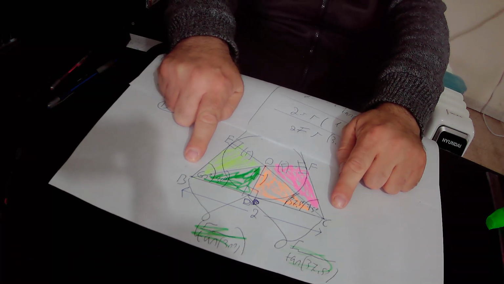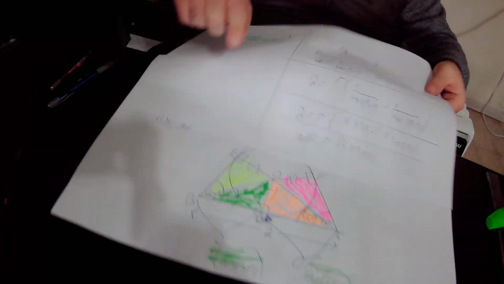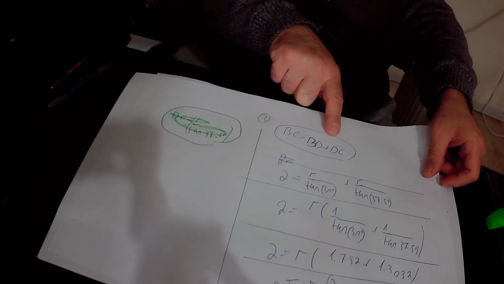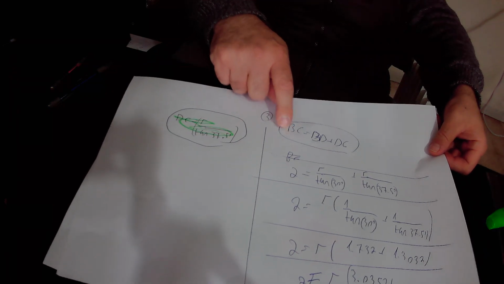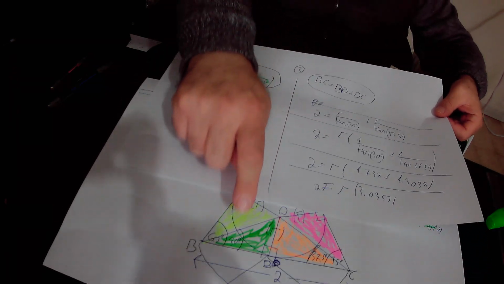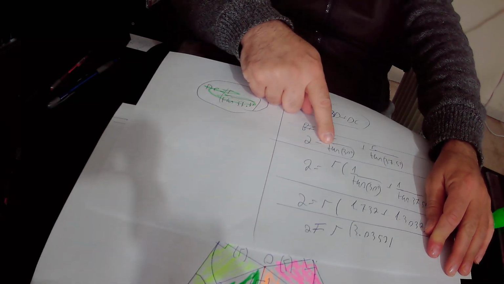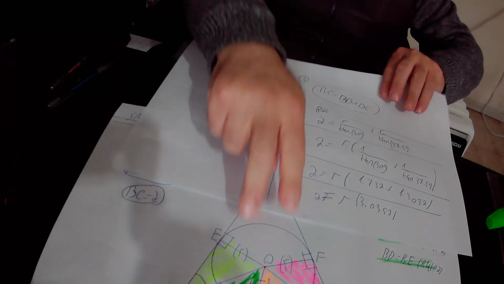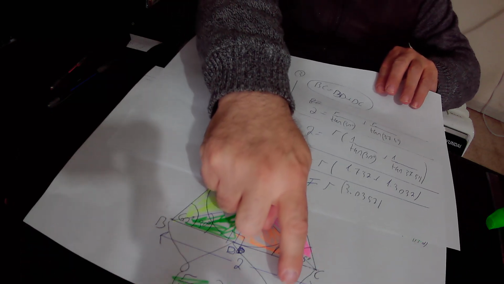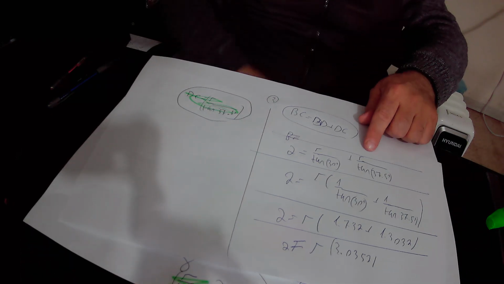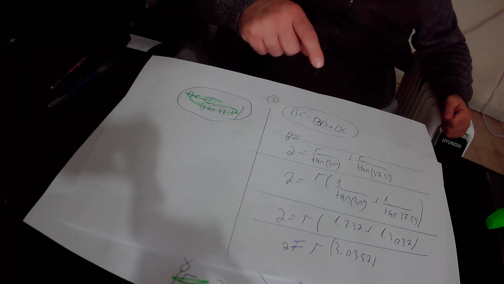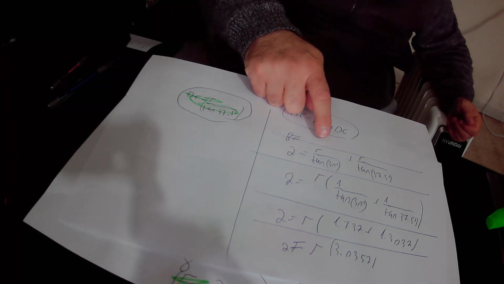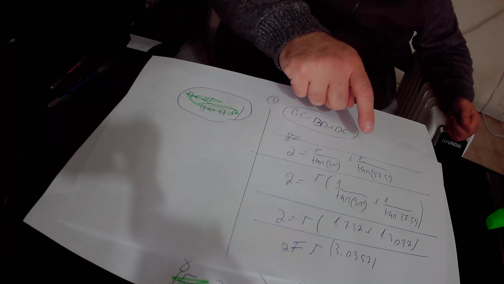BC equals BD plus DC. BC is 2, according to what is given in the problem. BD is R over tangent 30 degrees, so BC is R over tangent 30 degrees plus DC. DC is R over tangent 37.5 degrees. So in conclusion, we find that 2 equals R over tangent 30 degrees plus R over tangent 37.5 degrees.